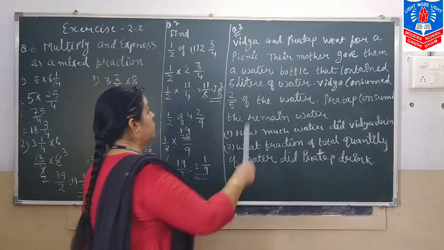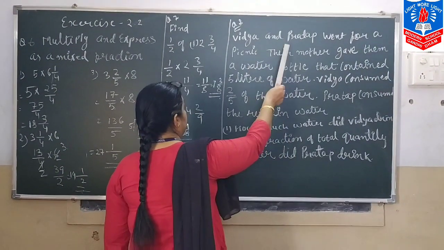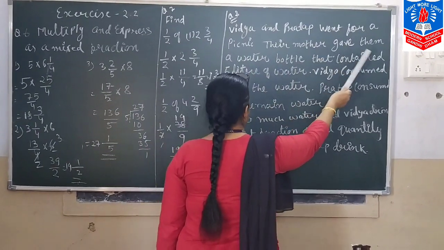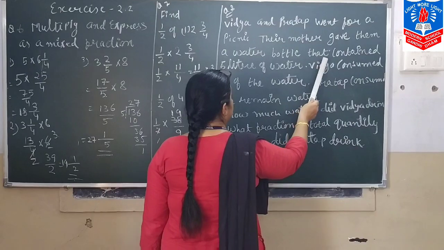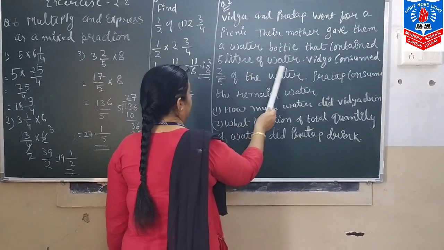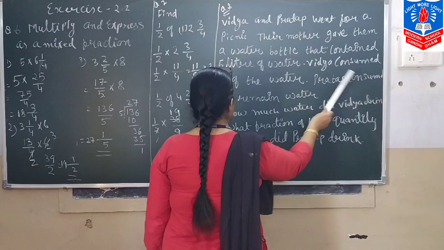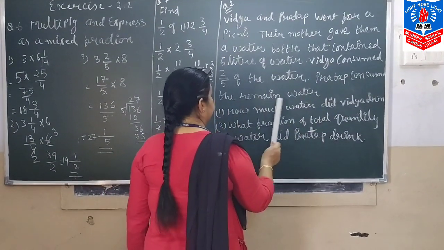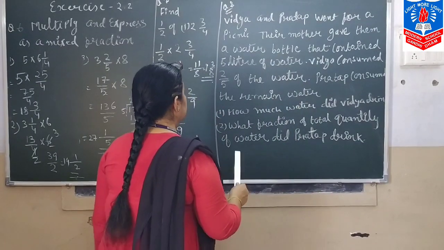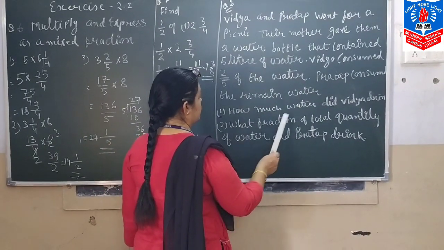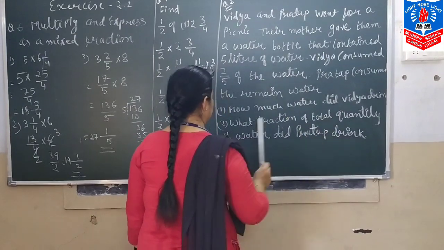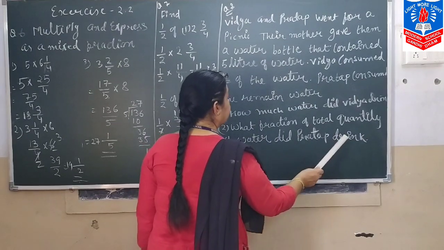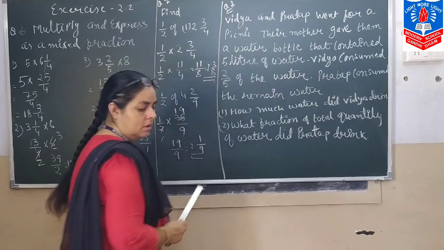Question number 2 is problem sums. Vidya and Pratap went for a picnic. Their mother gave them a water bottle that contained 5 liters of water. Vidya consumed 2 by 5 of the water. Pratap consumed the remaining water. First part: how much water did Vidya drink? What fraction of the total quantity of water did Pratap drink? Let's solve.